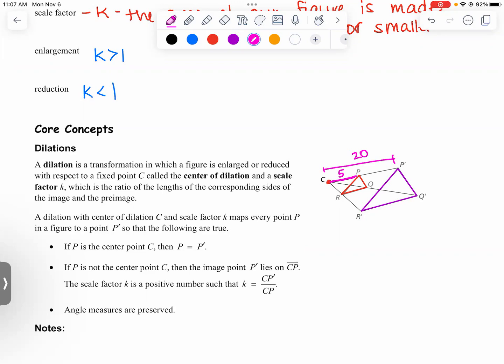From this picture, we can figure out what our scale factor is. Who thinks they know what it is? How'd you get that? Okay, so 20 divided by 5 equals our scale factor of 4.